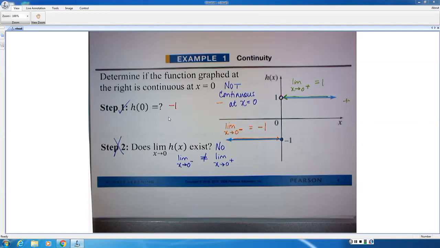So the limit is not there because they're not equal and they don't come together, and it's not continuous at x equals 0 because the limit doesn't exist. That's the reason this time. First, the function has to have an actual defined value at that number. Well, it did. 0, -1. So step 1 checked us off, but step 2 we failed because the limit didn't exist. The function has to exist and the limit has to exist, both. Okay? And since we failed at step 2, then we don't go any further. We don't worry about a third step.